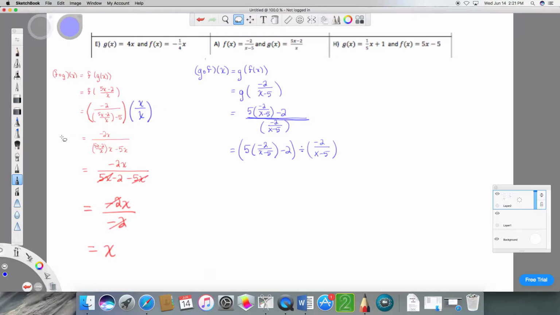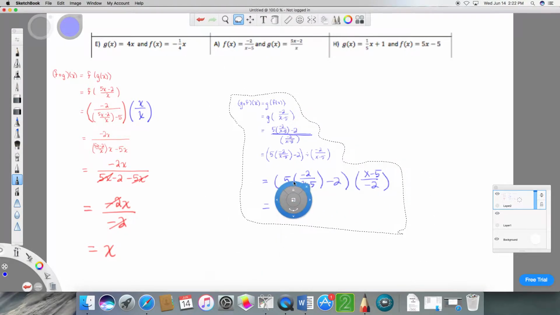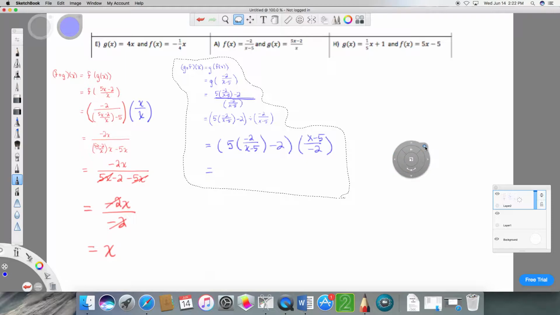Division is the same thing as multiplying by the reciprocal. So I have this 5 times negative 2 over x minus 5 minus 2, and that's being multiplied now by x minus 5 divided by negative 2. So don't make any silly mistakes in simplifying this, which may be easy. You really got to focus and make sure that you write things out clearly and that you think about what you're doing.